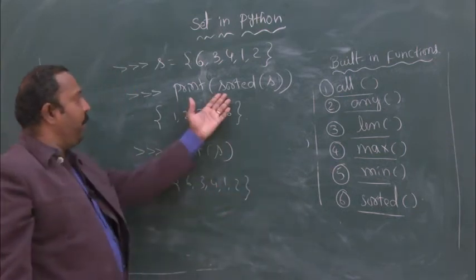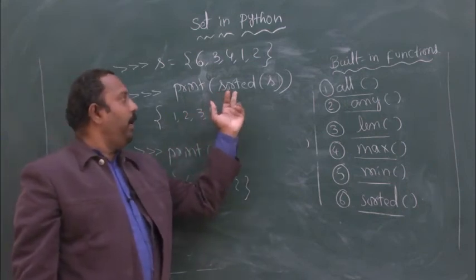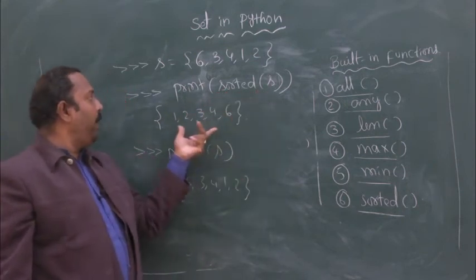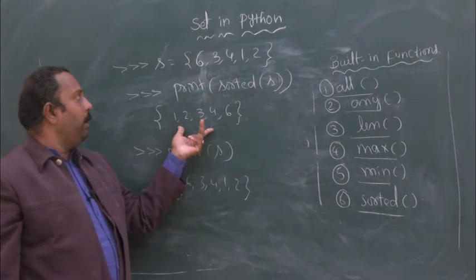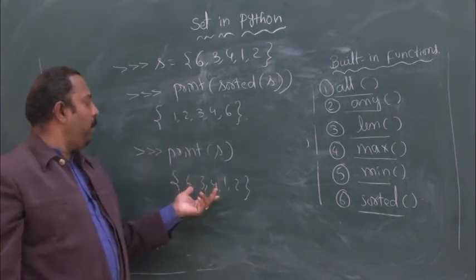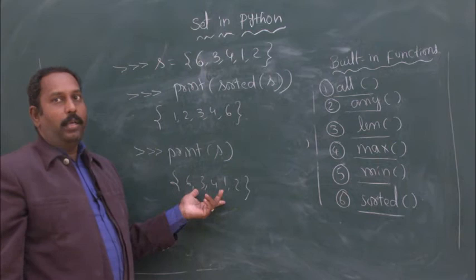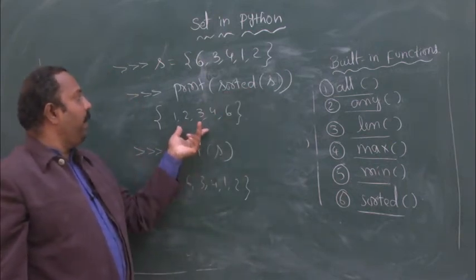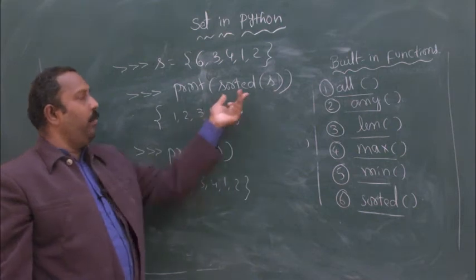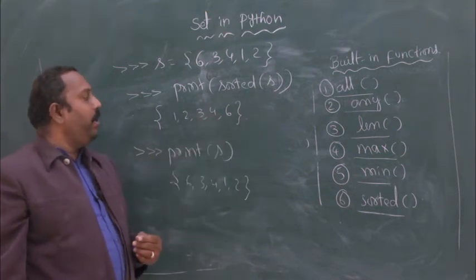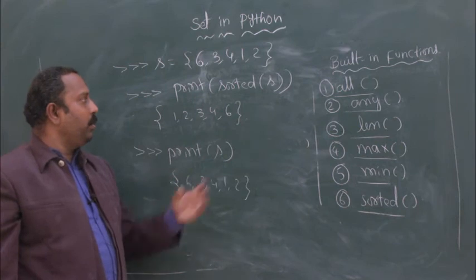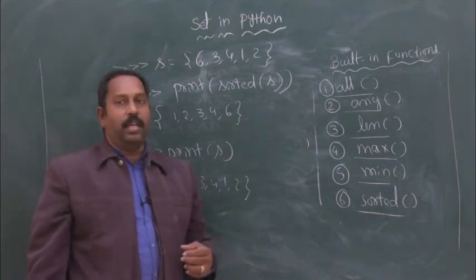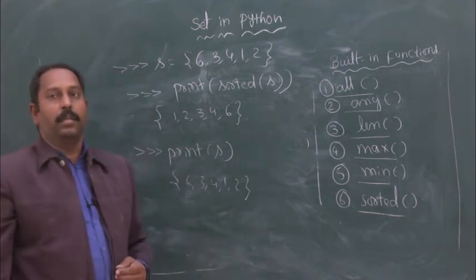That means when you apply the sorted function to the set S, you get the output in sorted order, but the original S may not be in sorted order. This is only for sorting the elements. To display the elements in sorted order, we have to use the sorted built-in function. So these are the built-in functions available in the set data structure.